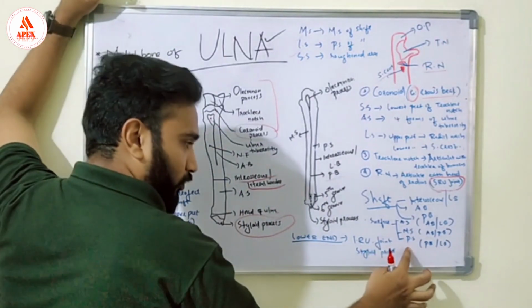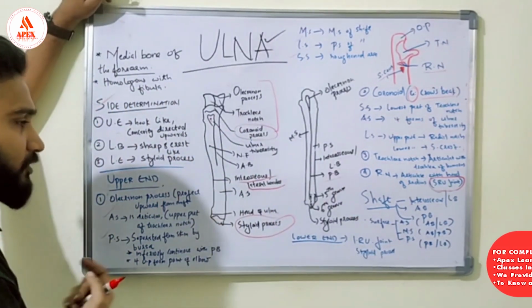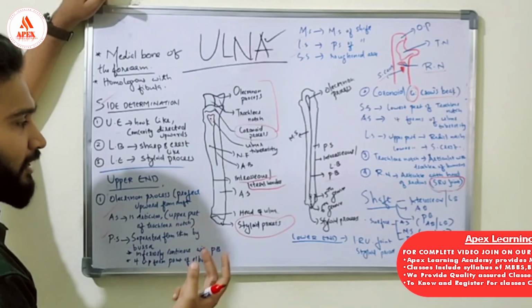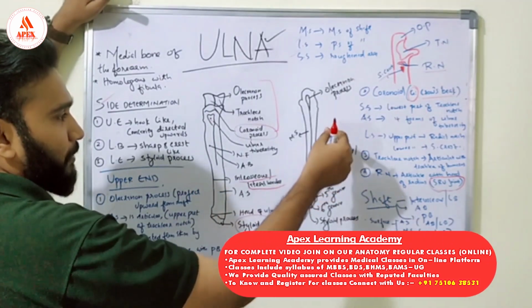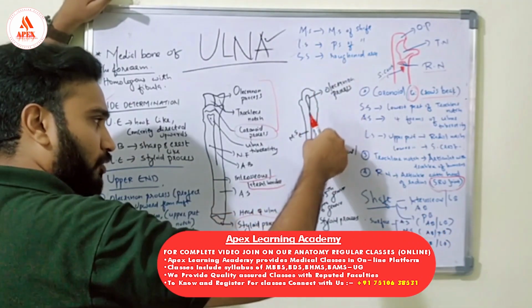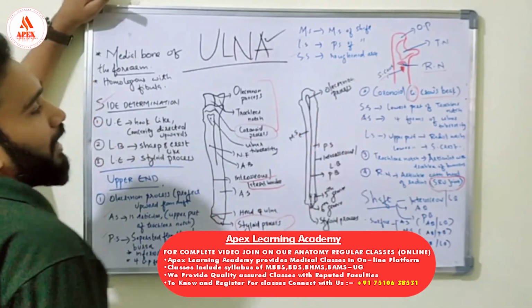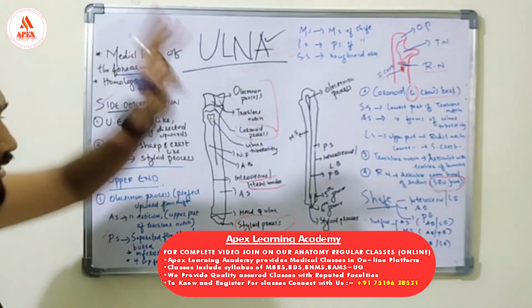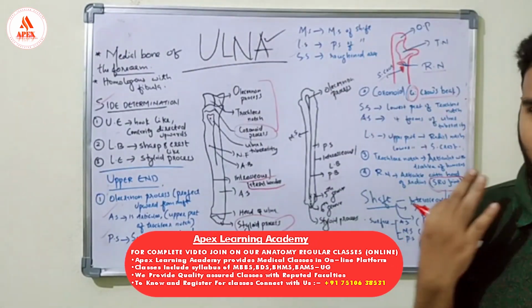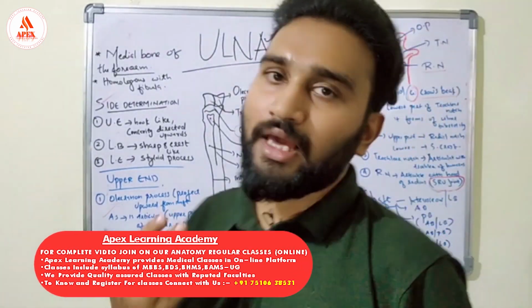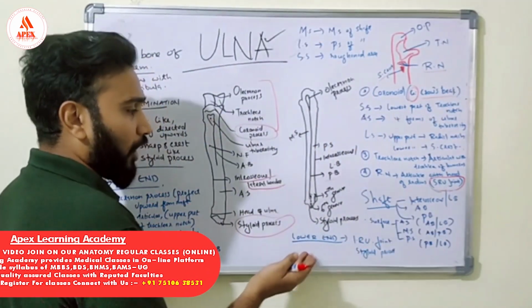And lastly the posterior surface. The posterior surface is present between the posterior border and the lateral border. This is the posterior surface, between the posterior border and the lateral border. These are the important points related to the shaft. The shaft has 3 borders and 3 surfaces. Then we are moving to the lower end.